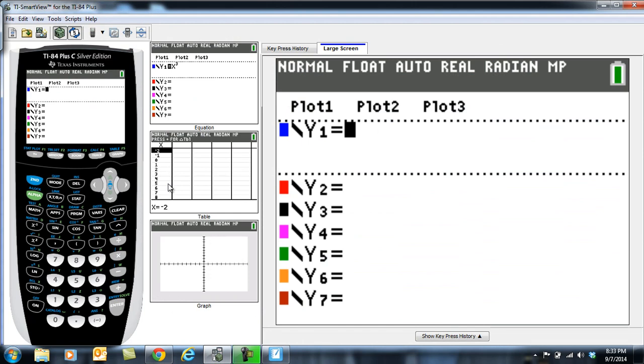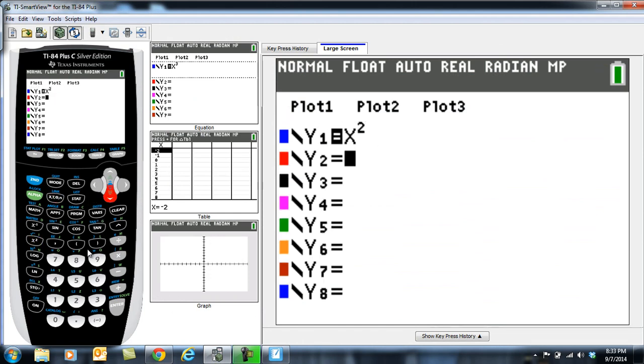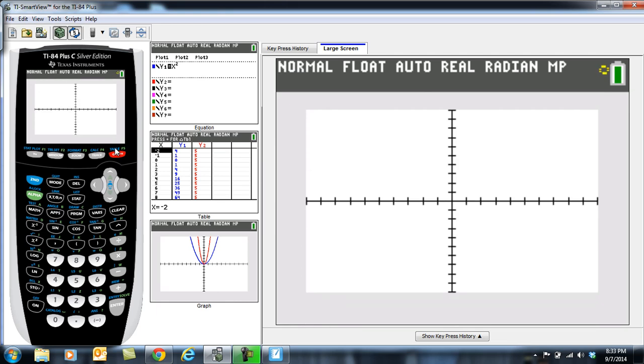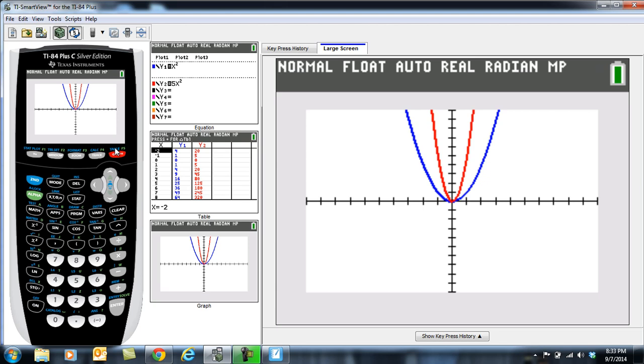So we're going to start with x squared in our y1, and then the first transformation we're going to talk about is what happens if I do 5x squared. So I take the x squared and I just multiply the whole thing by 5. So when I graph them, here's going to be your parent function, and then here is the new function. And so you see it's a skinnier graph.